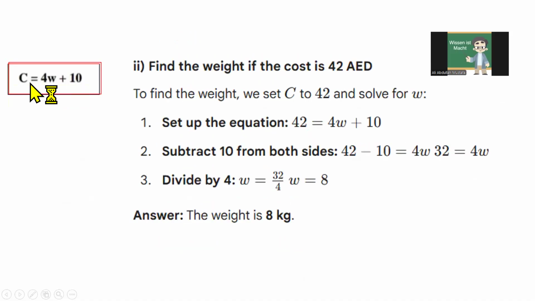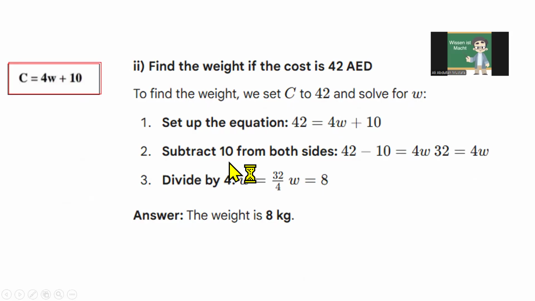Now, what is the weight when the cost is that much? So we substitute now the value of the cost. So we have set up the equation: 42 equals 4W plus 10. Now you see this is the variable. When you see a variable, that means this is the value which we are solving the equation for. So how much is W when the cost is 42?